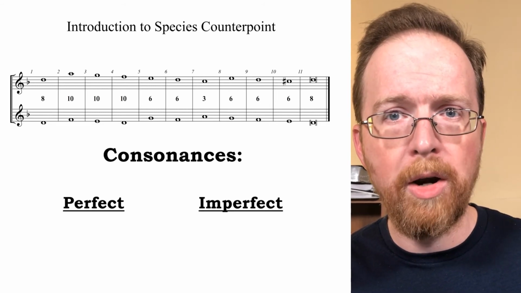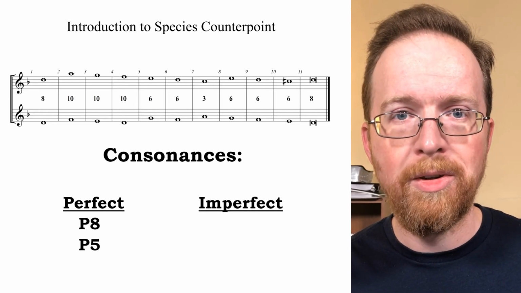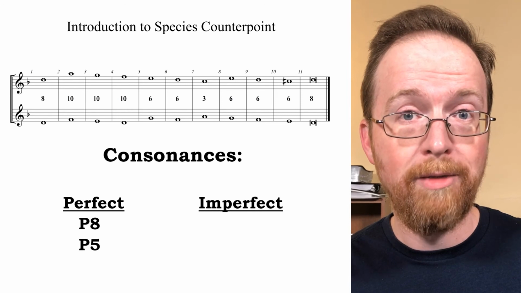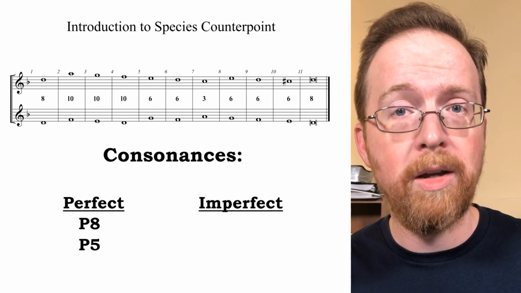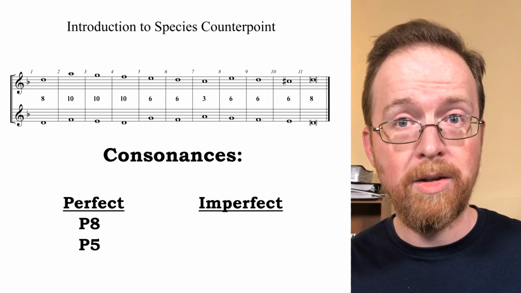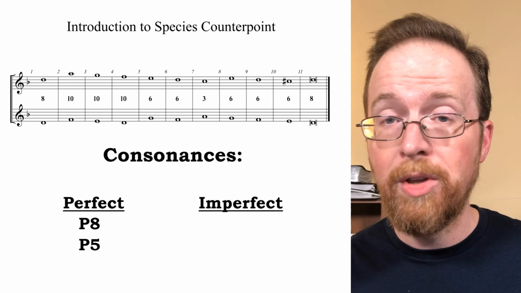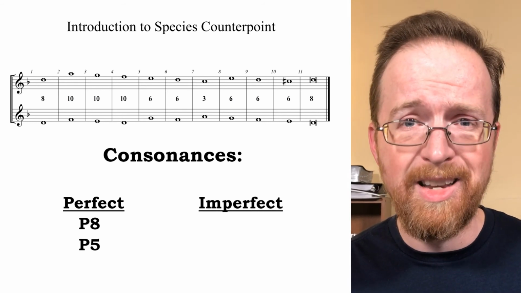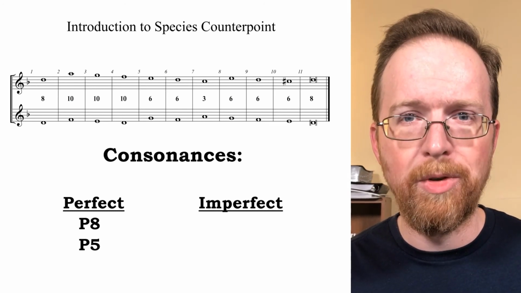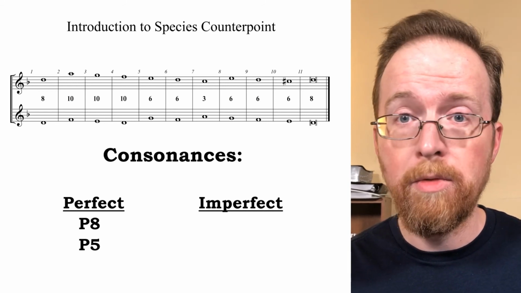The perfect harmonic consonances are perfect octaves and perfect fifths. Now, the perfect fourth that I've left out is considered a harmonic dissonance. I'll explain the reason for that a little later. Now, in this example, we only have perfect octaves.